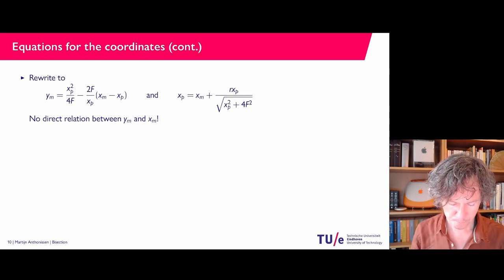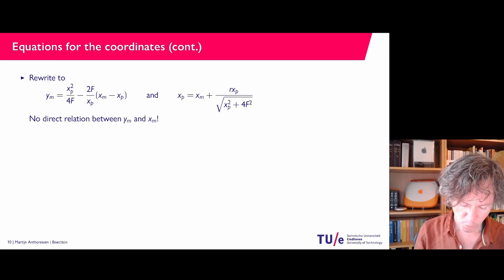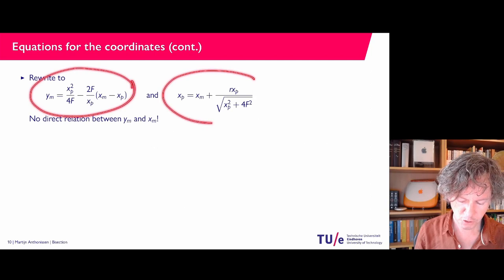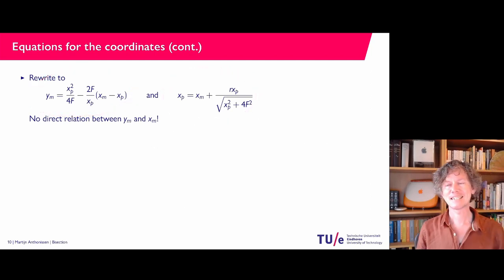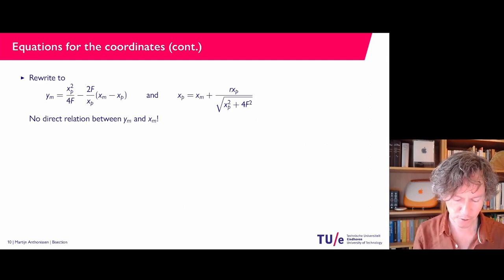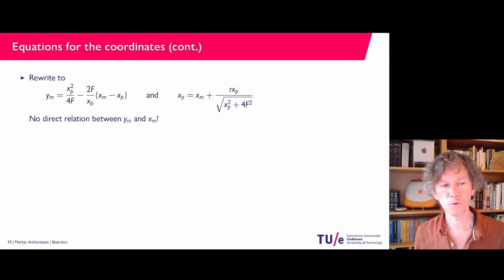So what do we have? We can rewrite that to this formula and this formula. And they look quite complicated. And what you see especially is that there is no direct relation between ym and xm. So I would like to have ym as a function of xm, but that's just not working there, because this xp is still in there. So what can we do?